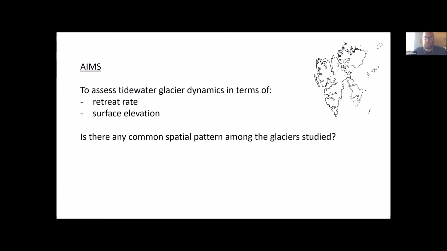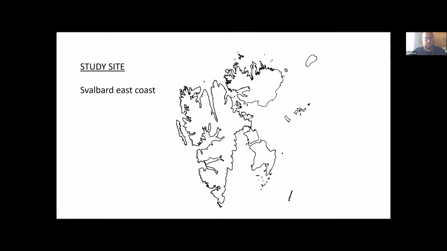So basically the aims of the study or the small project is to assess the tidewater glacier dynamics in terms of the retreat rate and surface elevation changes. And I also wanted to see if there are some common spatial patterns among the glaciers studied, and if we can somehow generalize the findings.